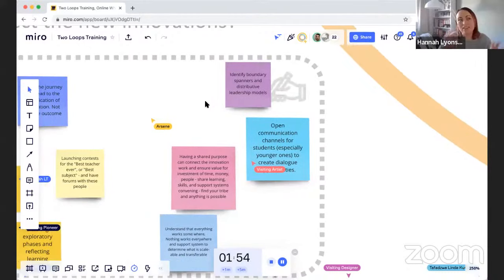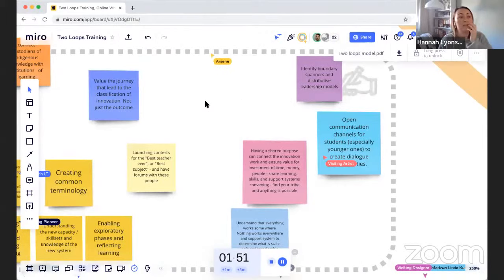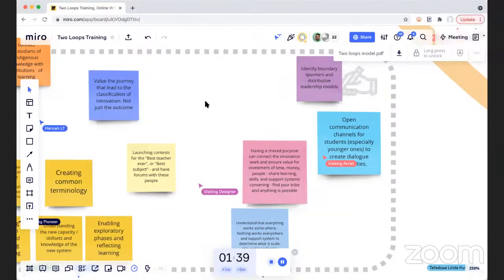This talks to what's here as well around connecting with custodians of Indigenous knowledge together with those institutions of learning, bringing a right selection of stakeholders together in the network. Super interesting.